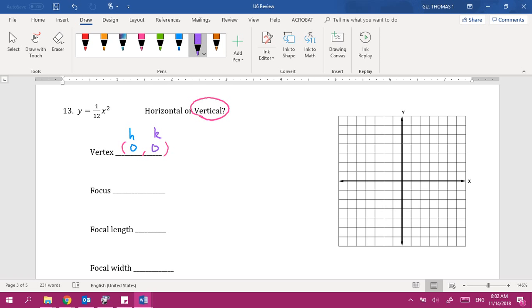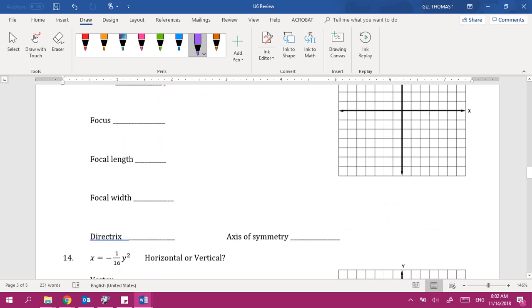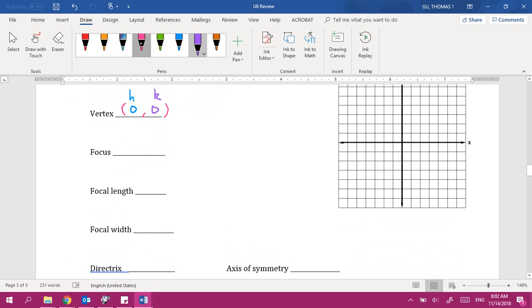Okay, so what else can I find? Is there the axis of symmetry? Yes, the axis of symmetry. So what is the axis of symmetry? X equals 0, right? Because this is a vertical graph, it's going to be x equals. Good. And that 0 is from the h value of the vertex. All right, so then you can't really find any of the other things unless you have p, right?